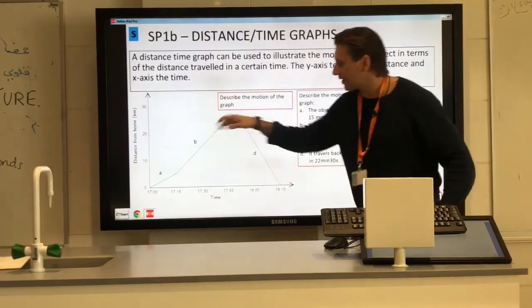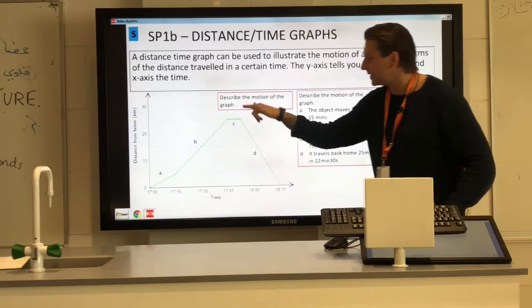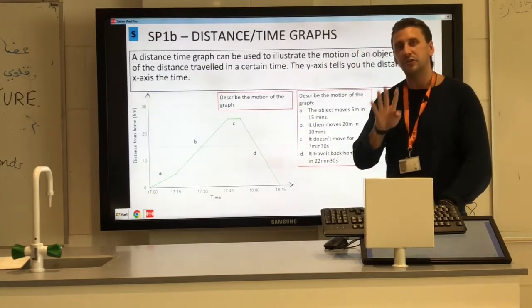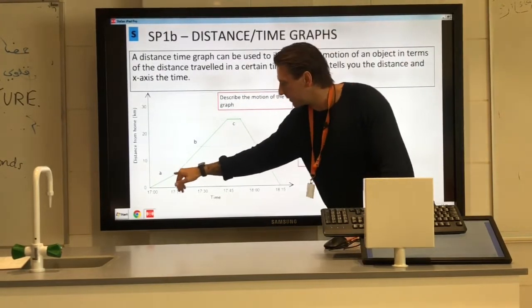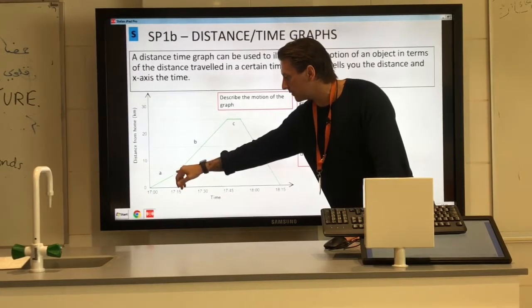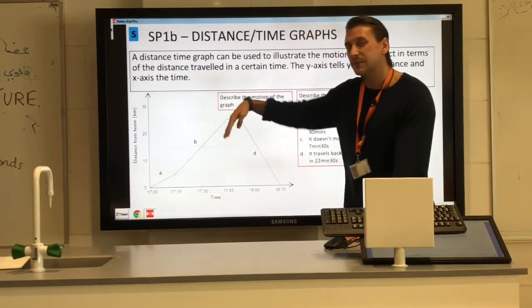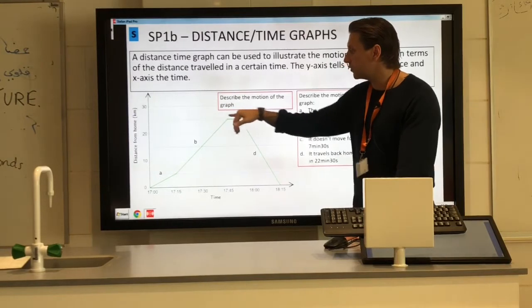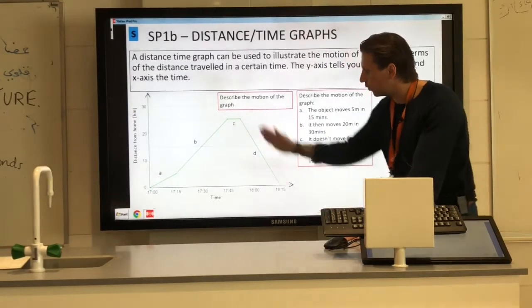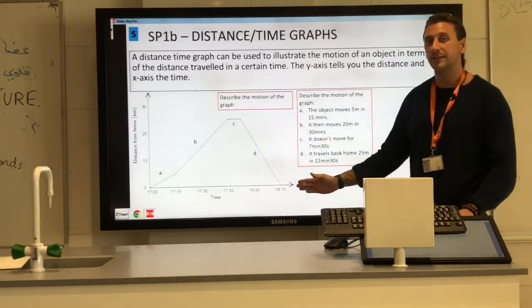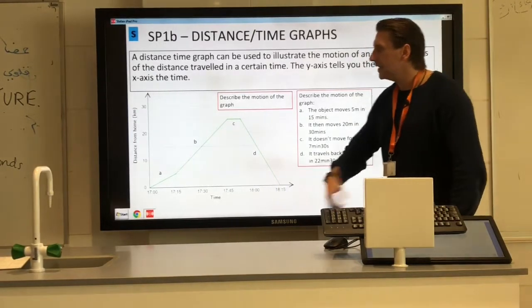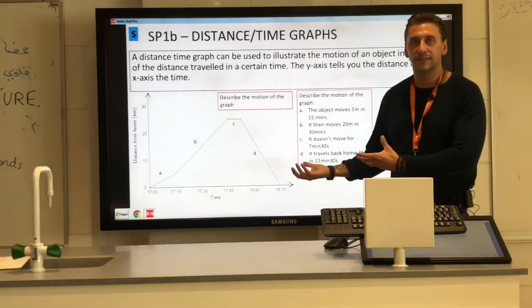Just take every section. You can see I've labeled it A, B, C, D, because there are 4 different journeys. Journey number 1 was from there to there, then it changed. So they went from there to there in a steeper gradient. They didn't move there, that's another section, and then they went all the way back from 25 back to 0 in that time. That's how you interpret a distance time graph.